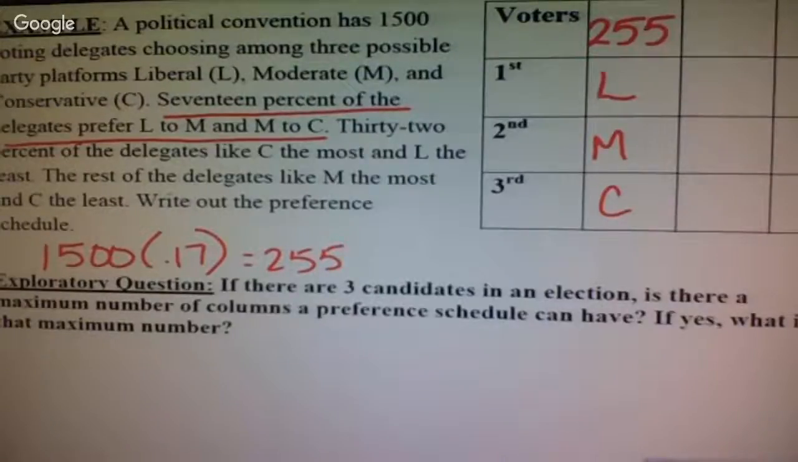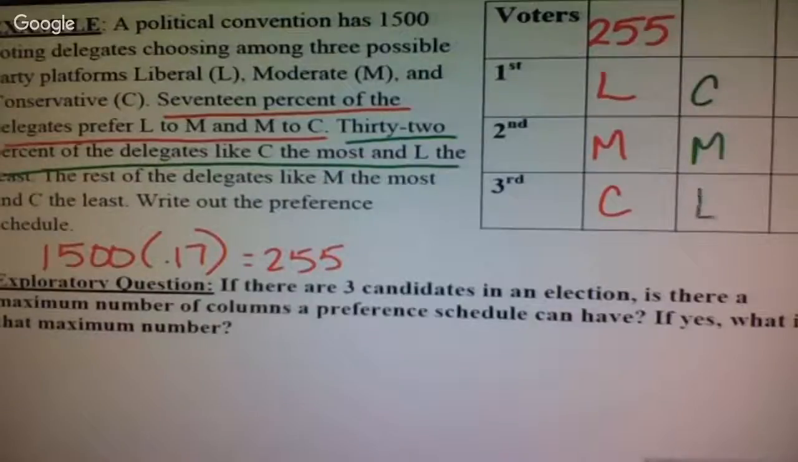Okay. My second column goes off of 32%, like C the most and L the least. So that column looks like CML. C's the most, so it goes in first place. L's the least, so M fills in the middle. Same idea, 32% of 1,500. And that's going to give us 480. Perfect.